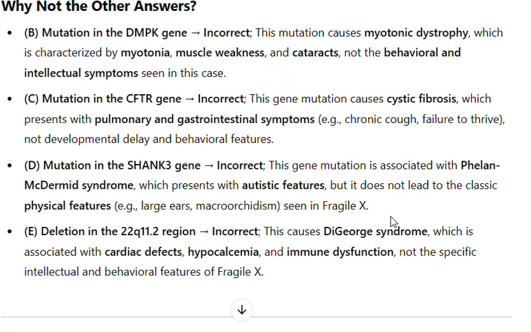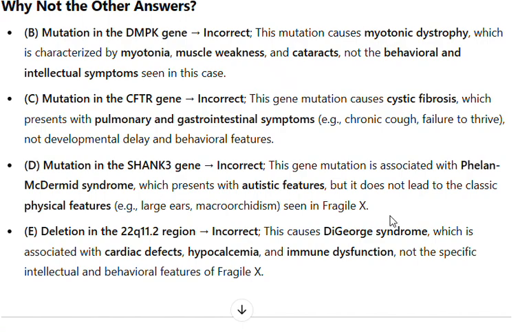E. Deletion in the 22q11.2 region. Incorrect. This causes DiGeorge syndrome, which is associated with cardiac defects, hypocalcemia, and immune dysfunction, not the specific intellectual and behavioral features of Fragile X.